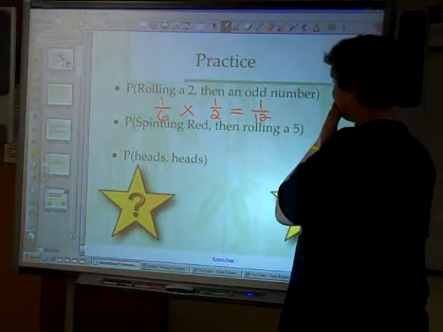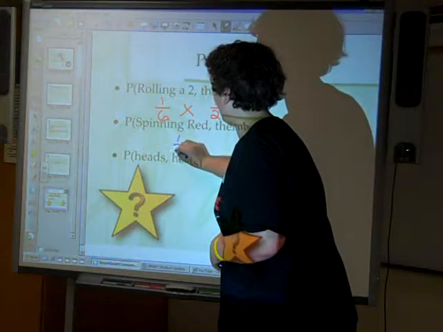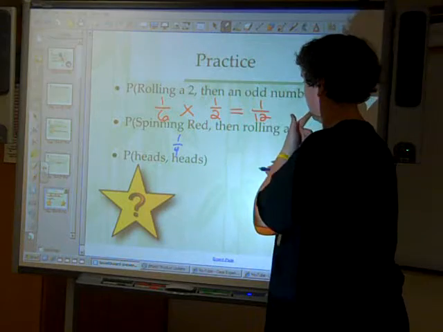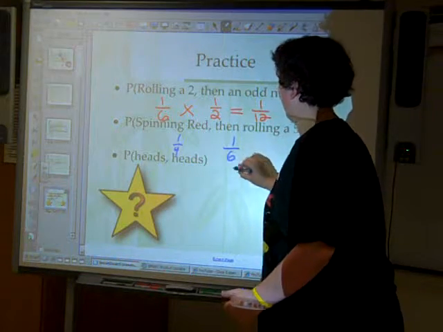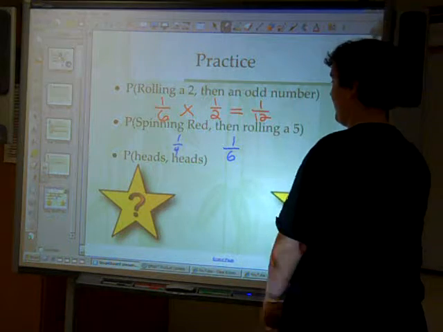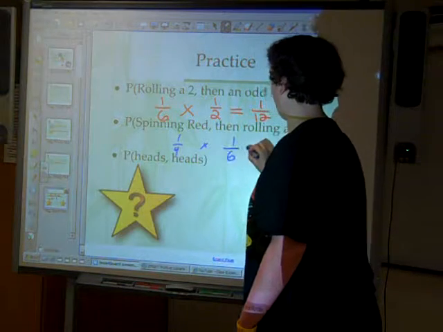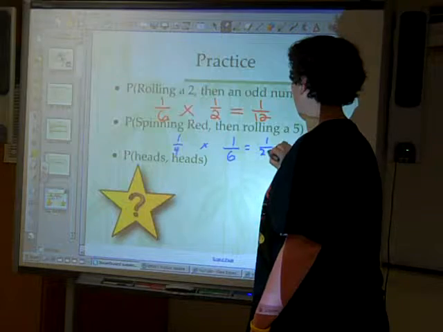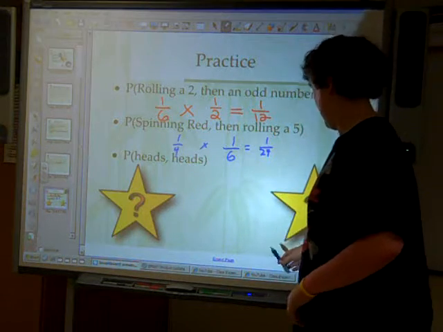So find the probability of spinning red. So remember our spinners from yesterday. And right after I'm going to try to roll a 5 on a number cube. What's the probability of rolling a 5? And are you done now? No. What do you have to do with those two fractions? Multiply, and you get... Good. Okay, put the marker down, please.